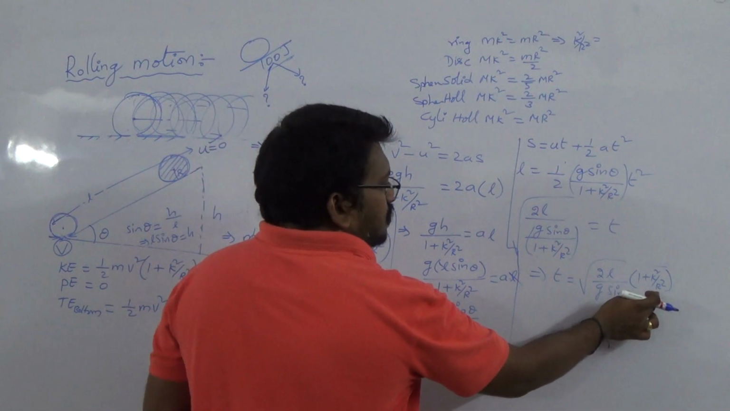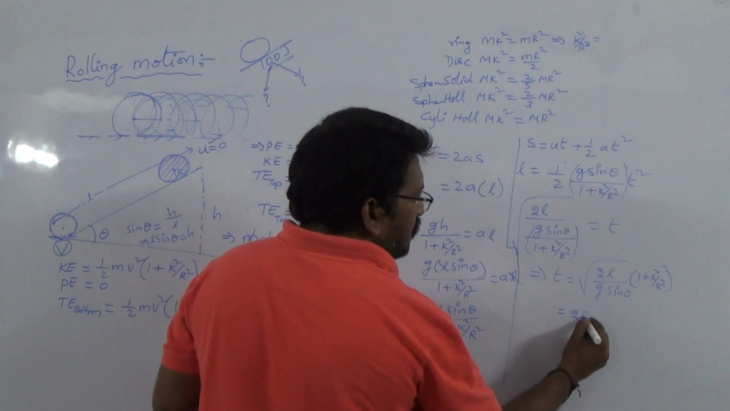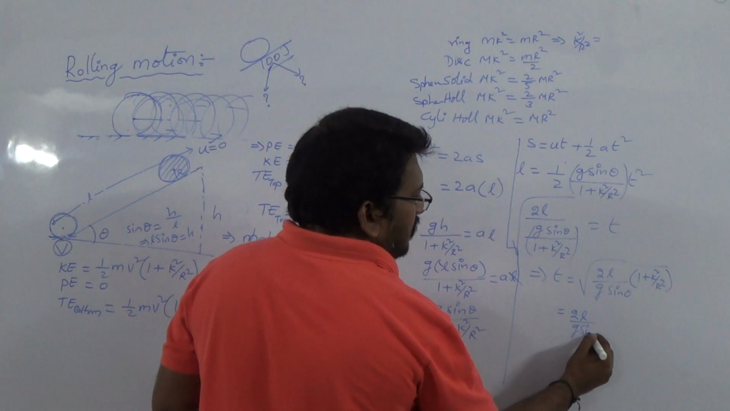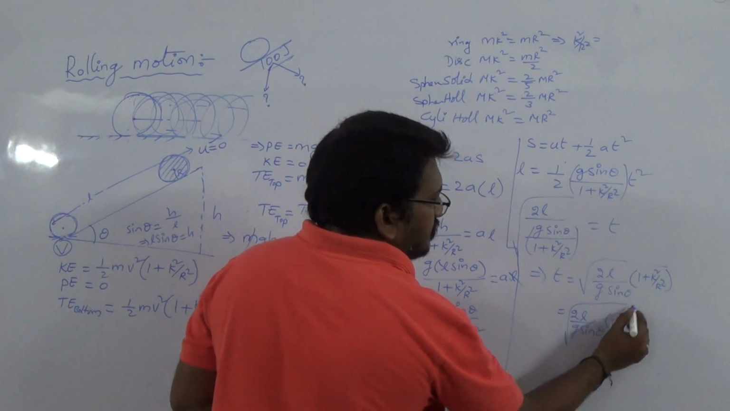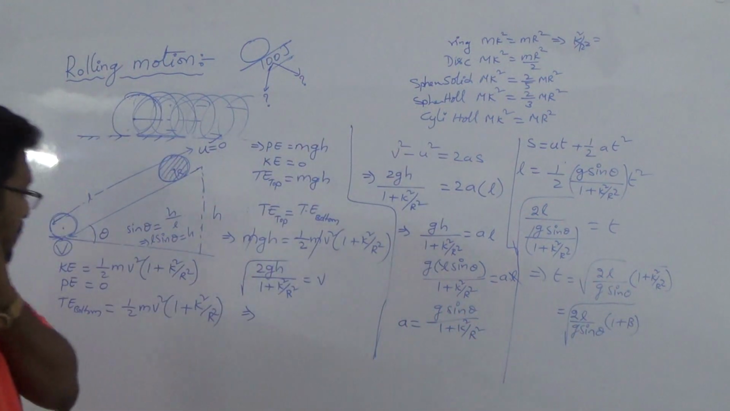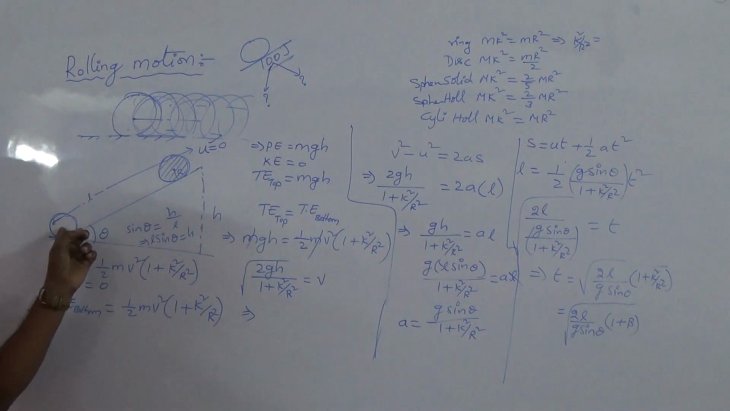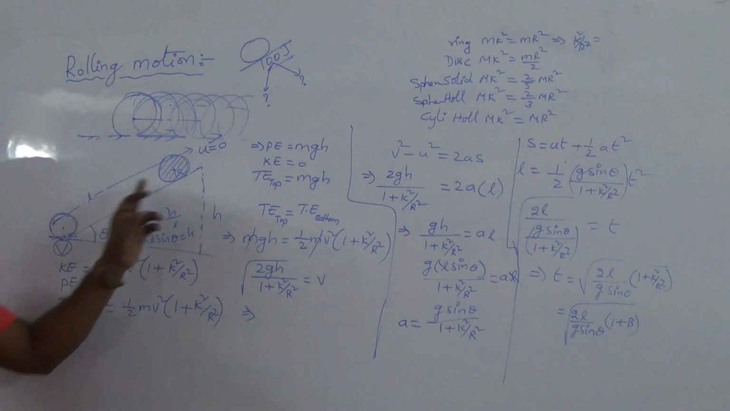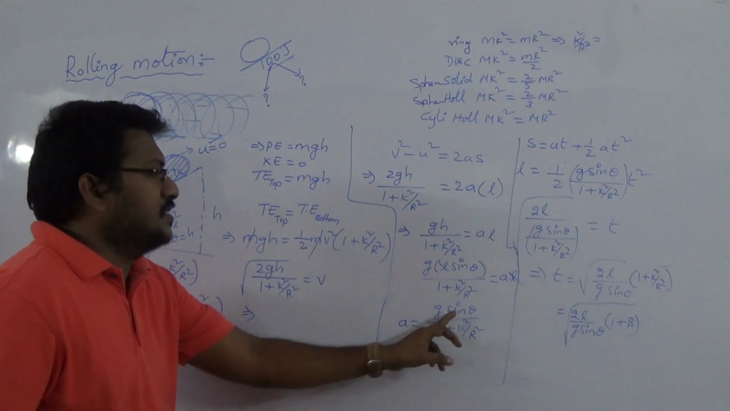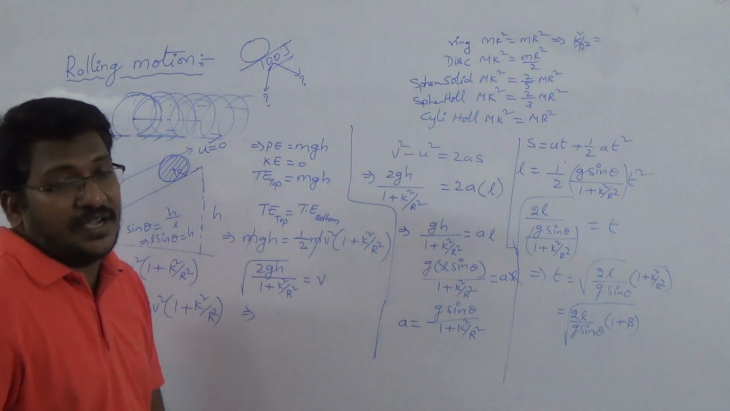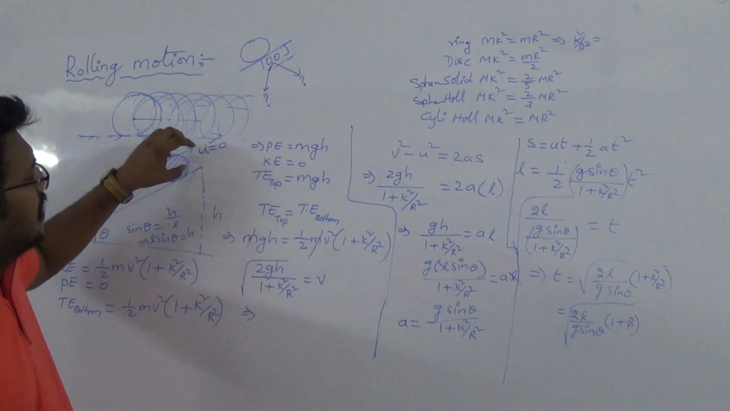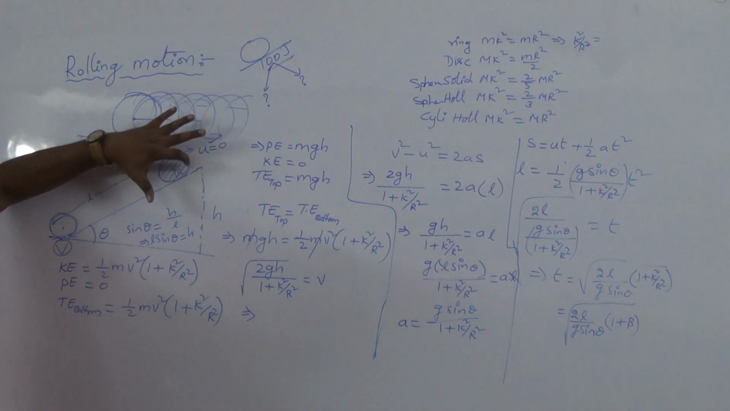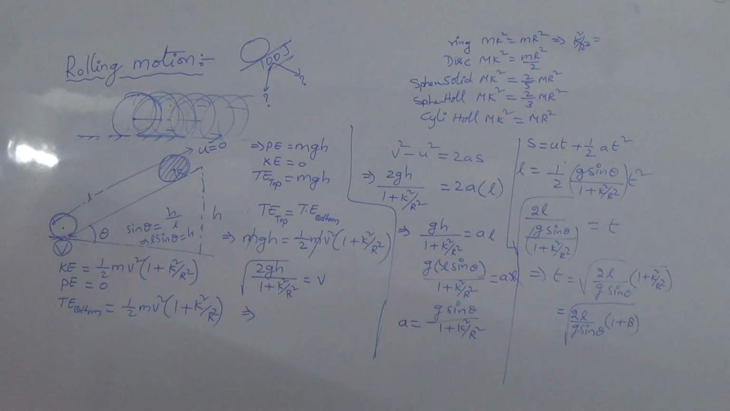So k square by r square is nothing but beta. T equals under root of 2l by g sin theta into 1 plus beta. So that is the time taken by the body to reach the bottom. The acceleration of the body is g sin theta by 1 plus k square by r square. For example, a ring and a sphere are both dropped at the same time. Which body reaches the ground first, or which body has more velocity?